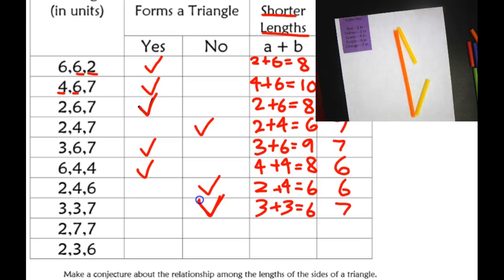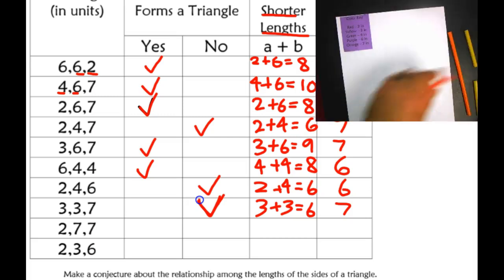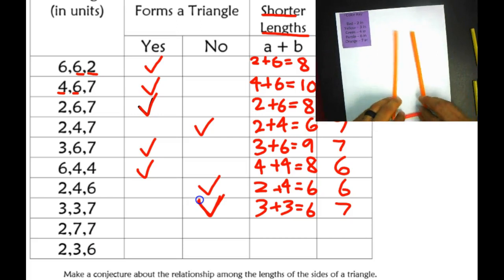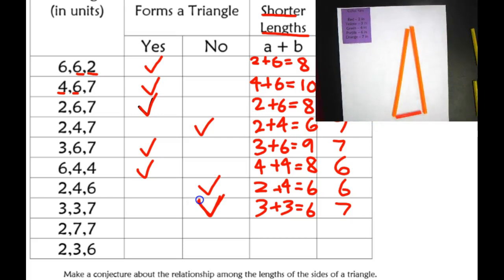Let's do these last 2 quickly here. 2, 7, and 7 is going to be red, orange, orange. Bet or not? All right, this actually is a bet. Yep. Bet on that one. So that is a yep. 2 plus 7 is 9, and then the c is 7.